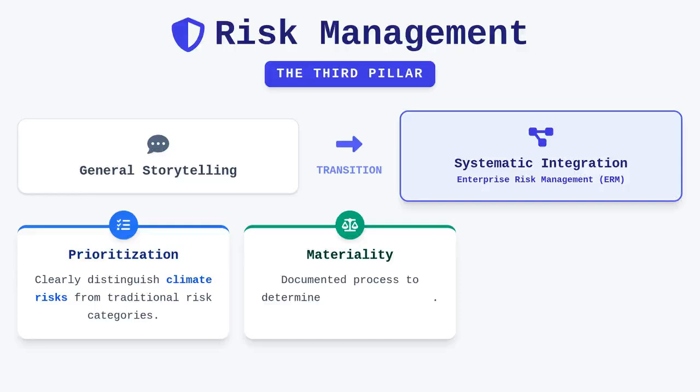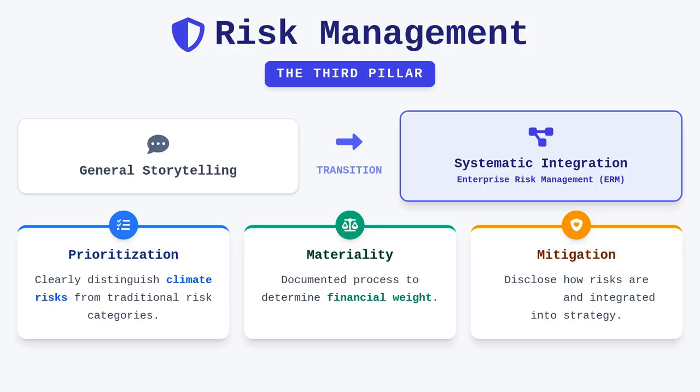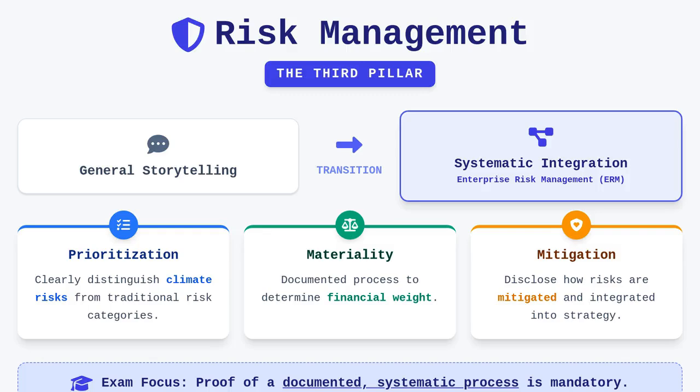One must show that there is a documented process for deciding which climate issues carry the most materiality and financial weight. It is not enough to identify that a risk exists. The framework requires disclosures on how that risk is being mitigated and integrated into overall risk strategy. This pillar bridges the gap between high-level policy and day-to-day operational safety.